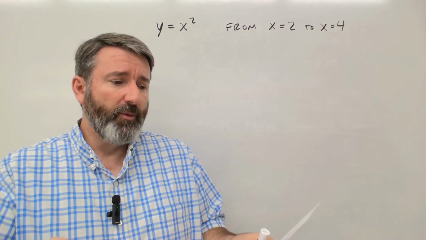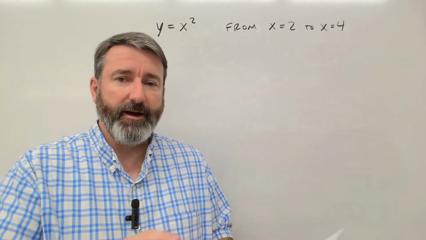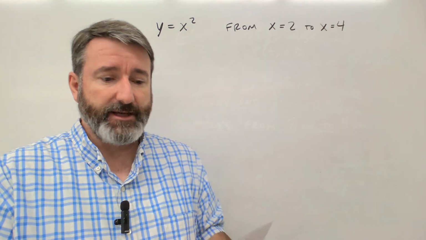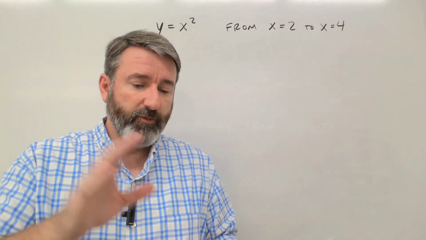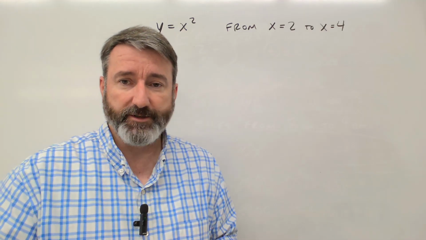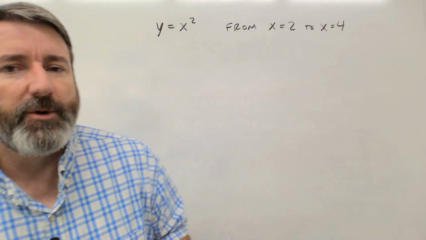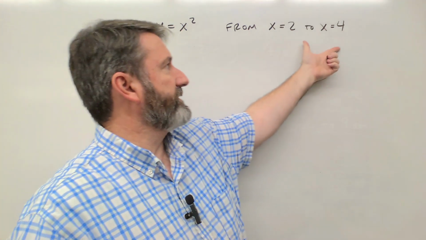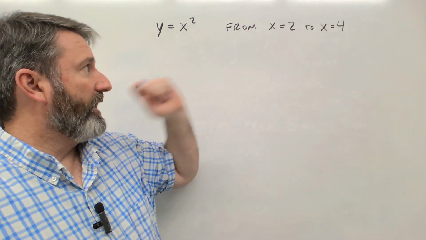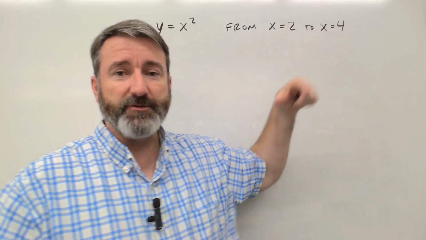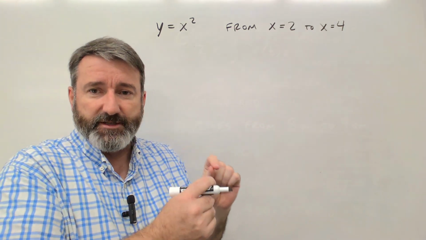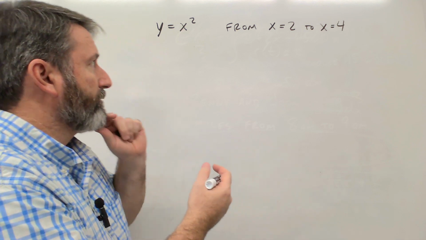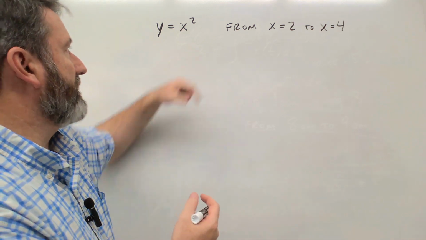All right, for this problem, we're asked to approximate the area under the curve y equals x squared from x equals 2 to x equals 4 using a right endpoint approximation with 4 subdivisions. All right, so since we're using 4 subdivisions and we're going from x equals 2 to x equals 4, each of those subdivisions is going to be half a unit long.